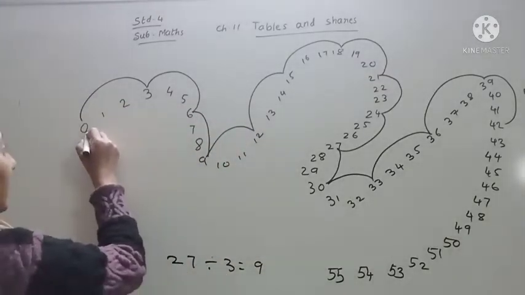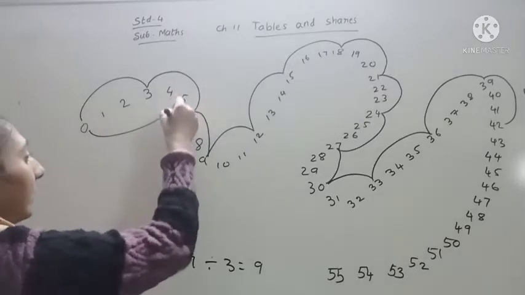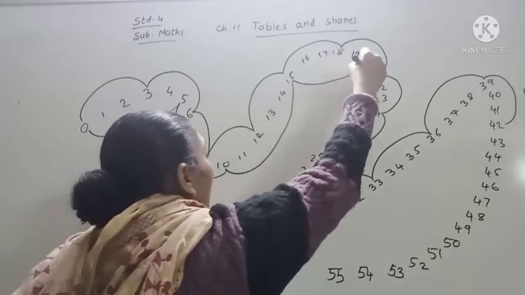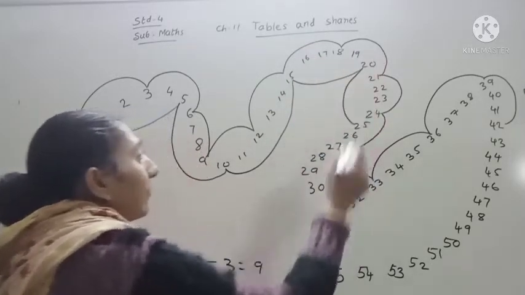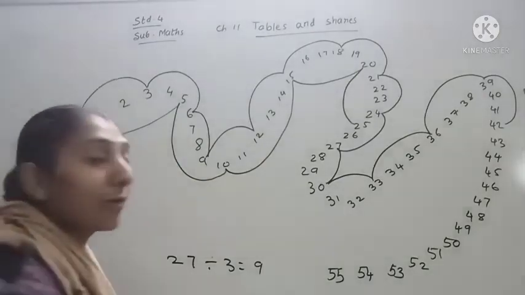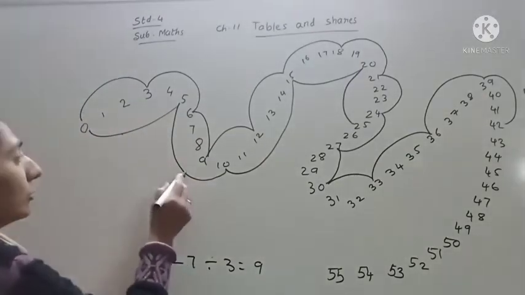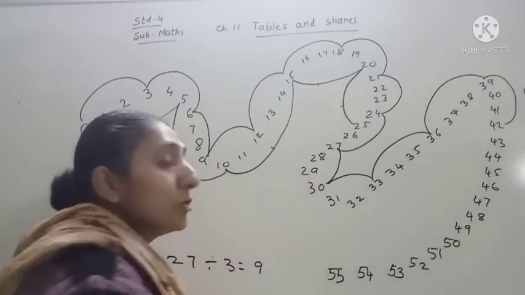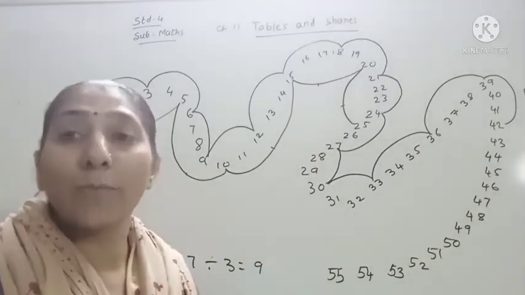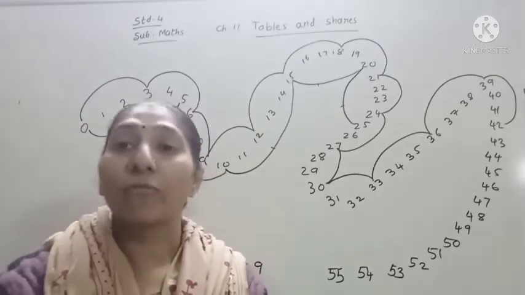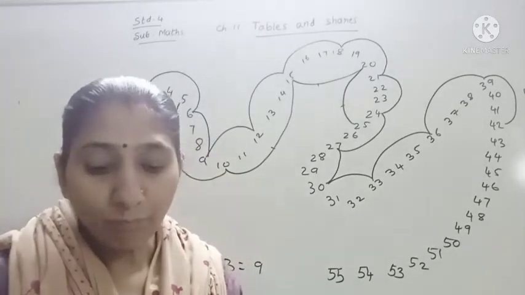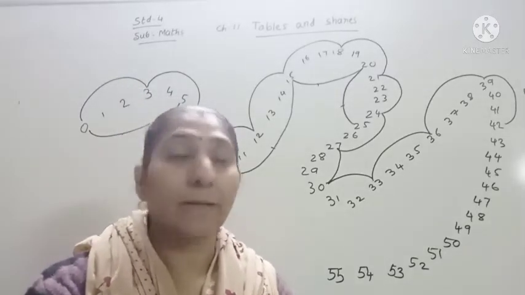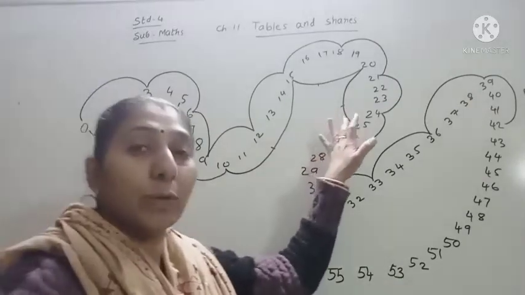So for the rabbit, 5, 10, 15, 20, 25. So how many jumps are there for the rabbit? 1, 2, 3, 4 and 5. So to reach 25, how many jumps will be needed for the rabbit? 5 jumps. Then he reaches dash after taking 8 jumps. So at 5 jumps he reaches 25.